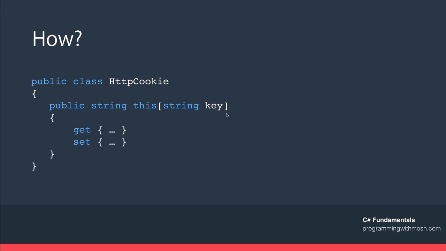So brackets. And inside the brackets, we have the type of indexer. In this case, with the HTTP cookie, I want to find items by their key, which should be a string. So my indexer here is a string, and I give it a name of key. The rest is exactly like declaring a property. We have a get method and a set method. And here we write the logic for accessing the particular element. Let's start coding and see this in action.